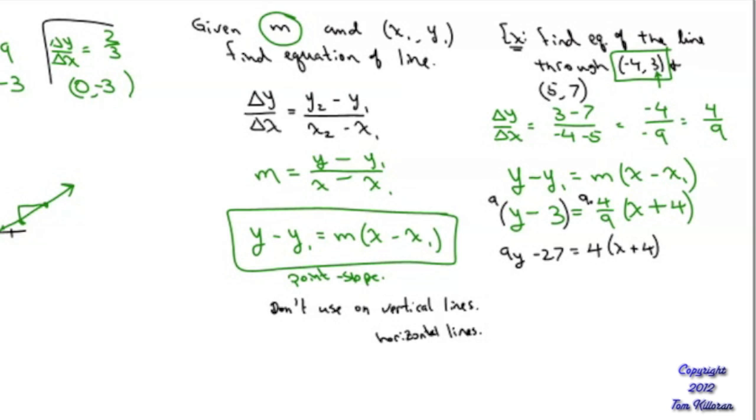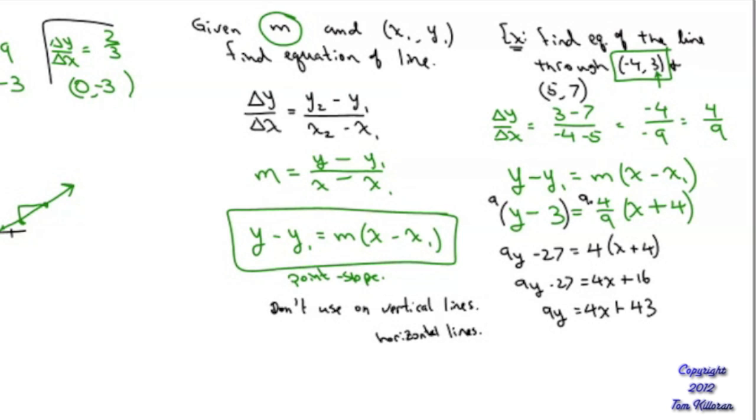You made it popular. Yeah, just off the top of my head. That's why it's so ugly. Distribute, so you get 9y minus 27 is equal to 4x plus 16. Add 27 to both sides. 16 plus 27, bring out old faithful calculator, and it's 43.